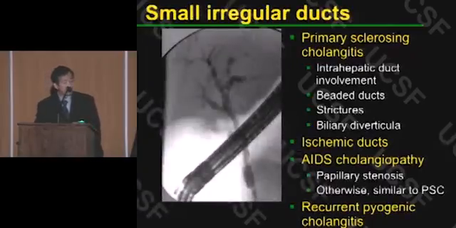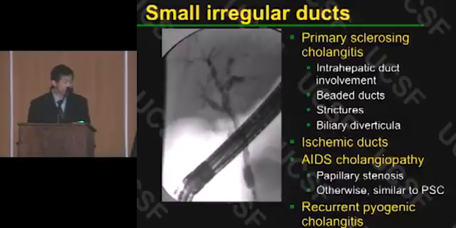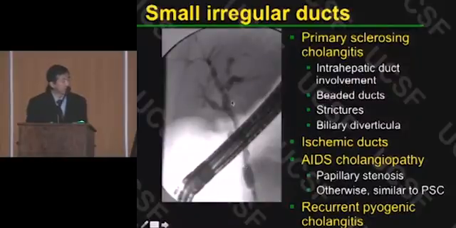Okay, let's move on to the upper ducts. We can divide disease into small duct disease and large duct disease. When we see small irregular bile ducts, normal bile ducts should be smooth and graceful and just slightly curved, uniform in caliber and gradually tapering as we get deeper into the liver.